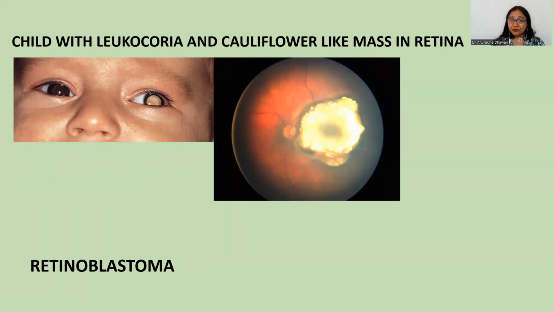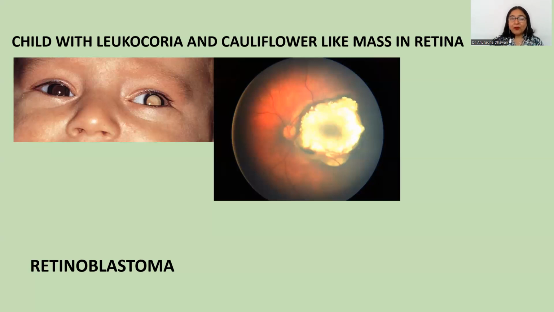Now, moving on to another favorite with the examiner in the retina. They can show you the fundus image or a related question, so I'm sharing this with you. A child with leukocoria. Leukocoria means the white reflex from the pupil, and a mass in the retina. Now, if this mass is specifically a cauliflower-like mass or a mass associated with calcification, then there are high chances that this is a case of retinoblastoma. A child presenting with leukocoria, friends, and a cauliflower-like mass with calcification in the retina, please mark it as retinoblastoma.